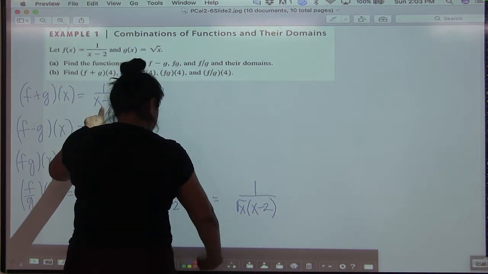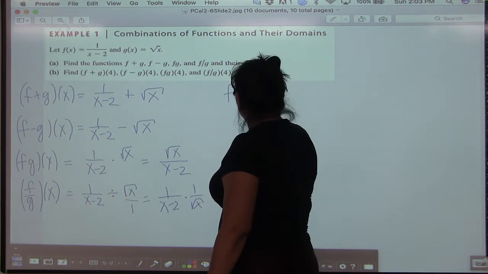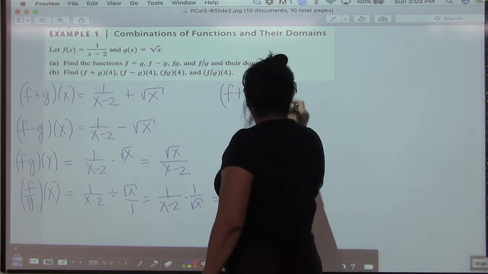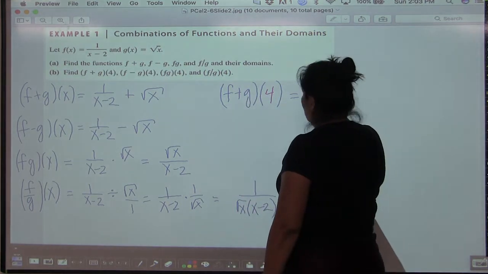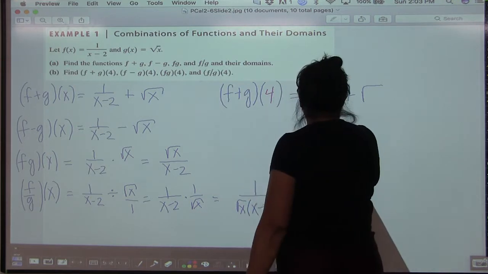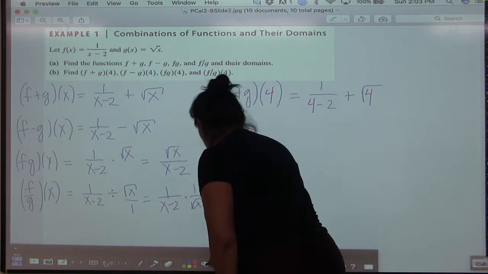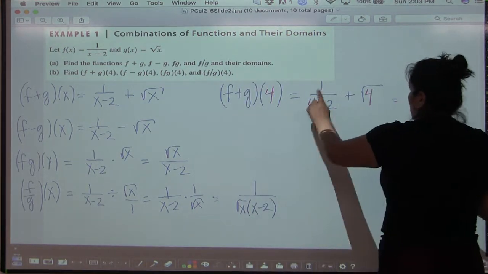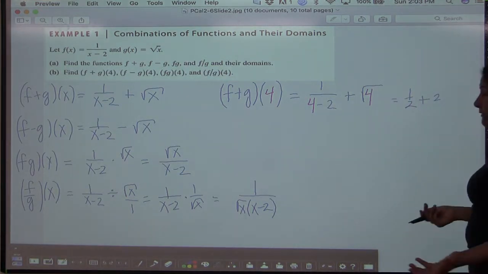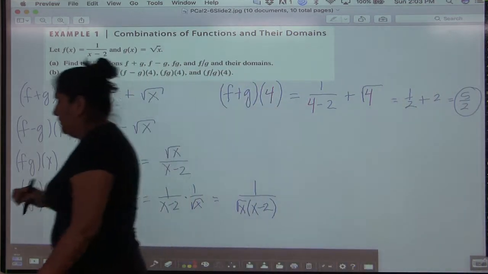Okay, very good. So for me to find f plus g of 4, we're going to put a 4 in the spots where there was an x. This shouldn't be anything too complicated. So now you have one over 4 minus 2, which is 1/2. And then you have the square root of 4, which is 2, or 4/2. So you can write this as 2.5, or basically 5/2. So we get 5/2 for the first one.